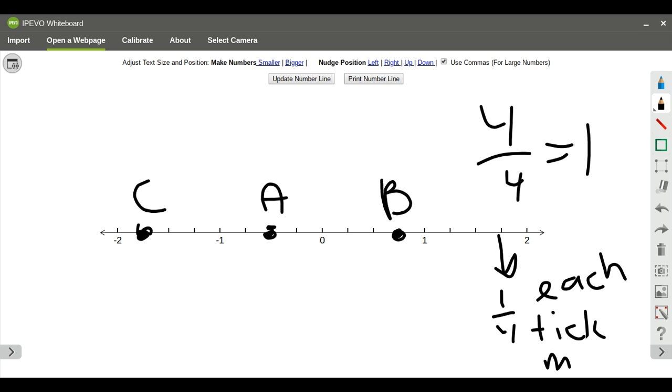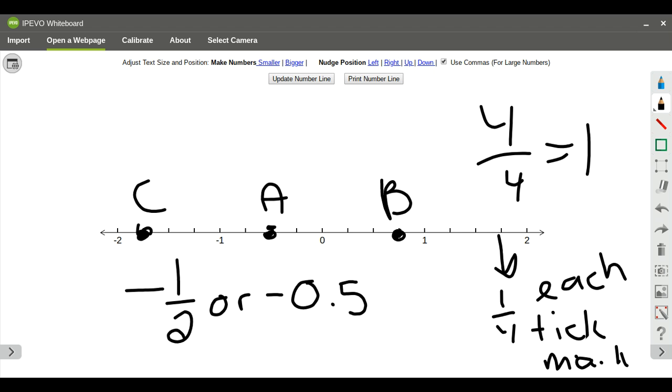So I just need to take a look and see. So I have 1, 2, that's 2/4. But again, I'm negative. So A is equal to negative 2/4, but we always want to write that in simplified form. So the simplified form of negative 2/4 is going to be negative 1/2. Or if I write that as a decimal, it would be negative 0.5. Okay, so that's going to be your value for A.